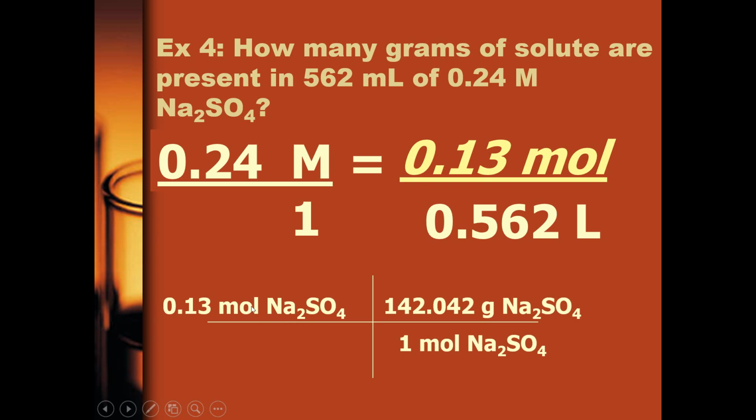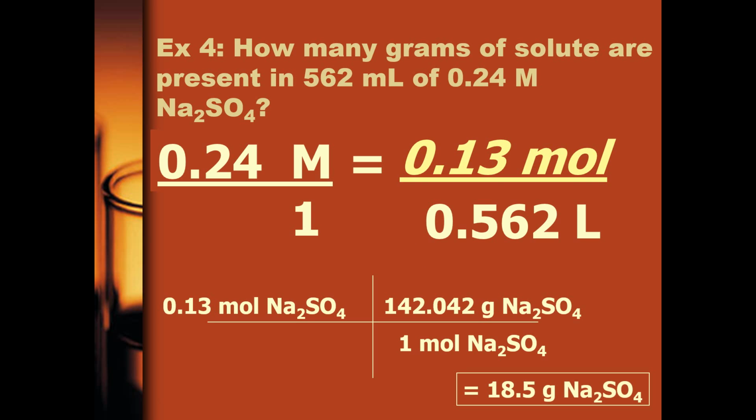Remember to make sure your units cancel out diagonally. You can multiply across here, 0.13 times 142.042 grams, and that gives you a final answer of 18.5 grams of sodium sulfate.